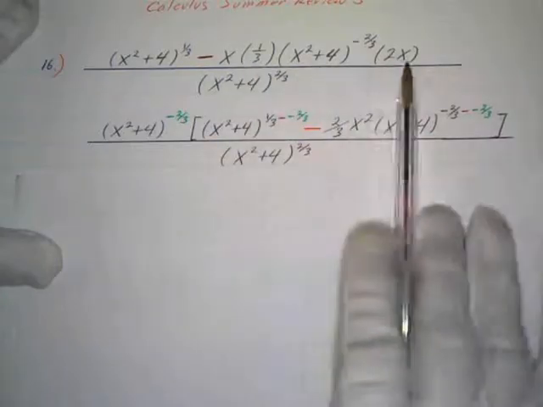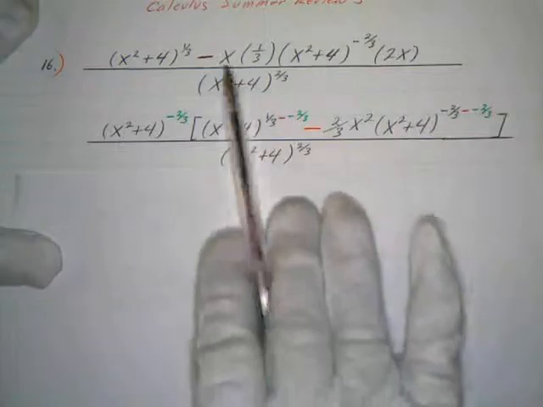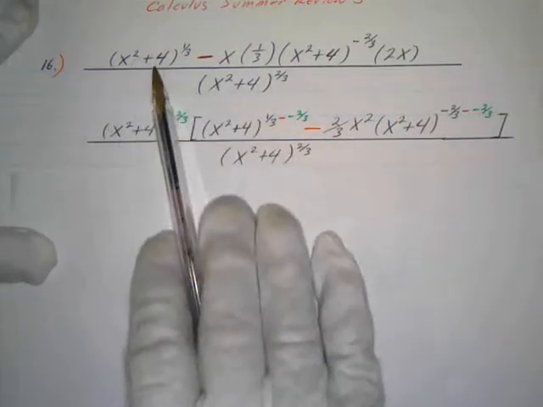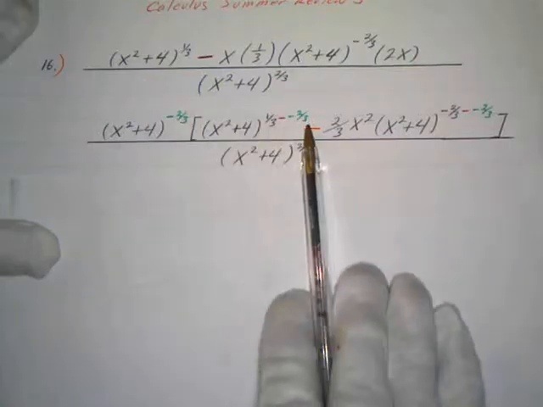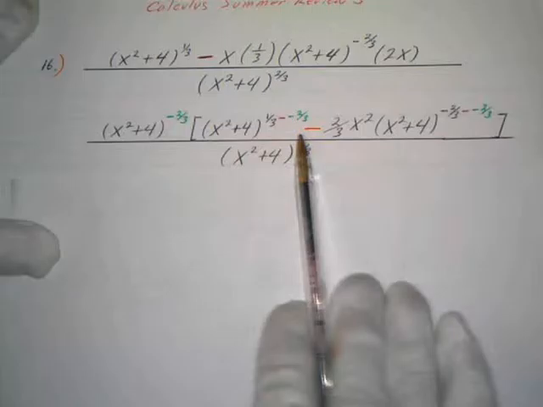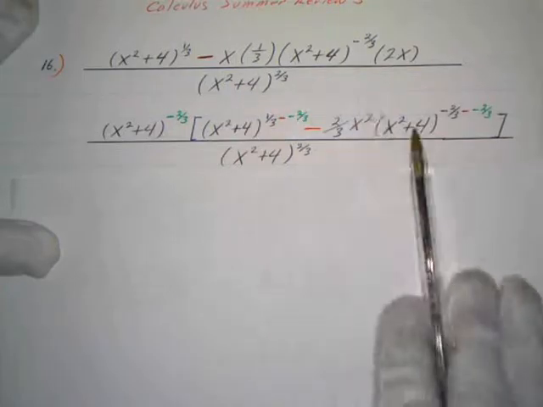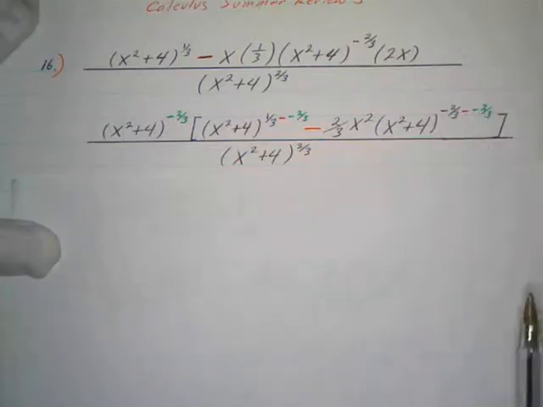So in the second big term on the top, I can simplify this: 2x times x times 1/3 to be 2/3 x squared. So in this, x squared plus 4 to the 1/3 minus a negative 2/3. And then over here in the second term, I've got the 2/3 x squared. I've got the x squared plus 4 to the negative 2/3 minus the negative 2/3. Okay.